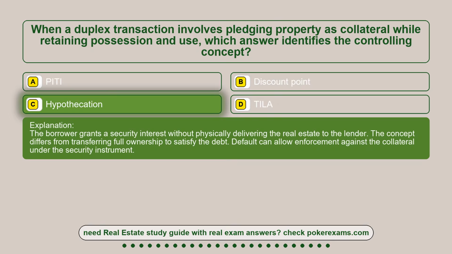The borrower grants a security interest without physically delivering the real estate to the lender. The concept differs from transferring full ownership to satisfy the debt. Default can allow enforcement against the collateral under the security instrument.